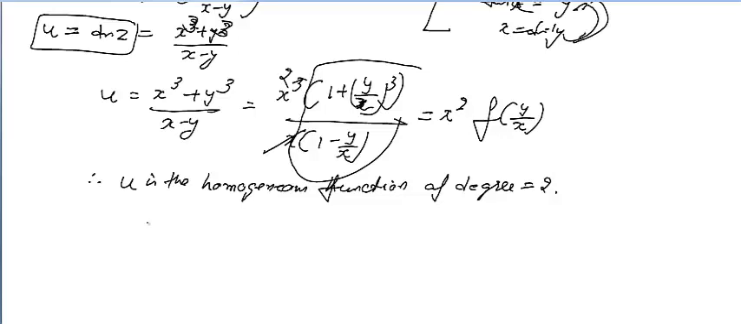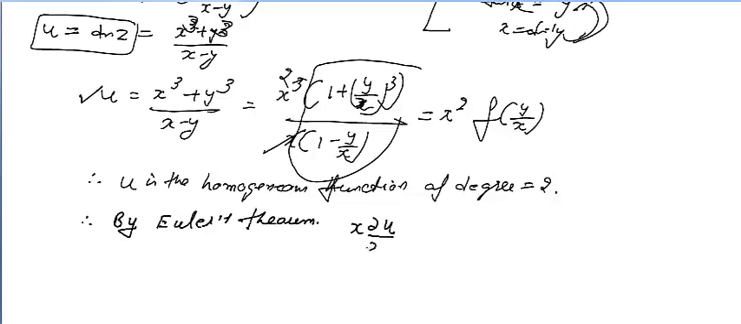So now u is homogeneous, you can apply the Euler theorem here. You can apply the Euler theorem on u, not on z, because u is homogeneous. So therefore by Euler's theorem, x ∂u/∂x plus y ∂u/∂y is equal to n u, that is 2u.